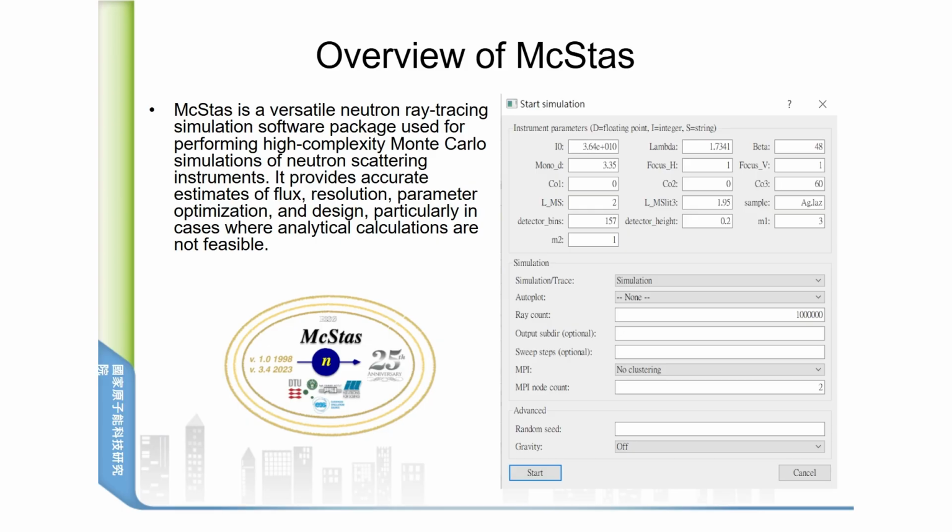The design of the thermal neutron diffraction instrument involves both optical and engineering considerations. We selected MXTAS software for optical design and analytical calculations. MXTAS uses the Monte Carlo method to simulate neutron motion and is a versatile neutron ray tracing simulation software package for performing high-complexity Monte Carlo simulations of neutron scattering instruments. It provides accurate estimates of flux, resolution, parameter optimization, and design, particularly in cases where analytical calculations are not feasible.